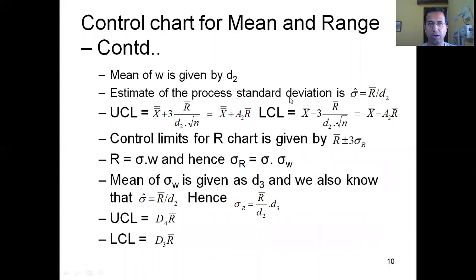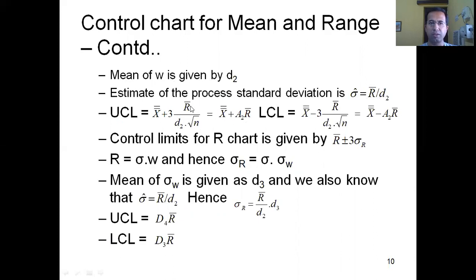So let's have a look at it. Estimate of process standard deviation is given by sigma hat, given by R bar by D2. This D2 value we get from standard tables. I'm going to talk about that subsequently. Then we have the upper control limit. We can substitute sigma as R bar by D2, and that's what we get.